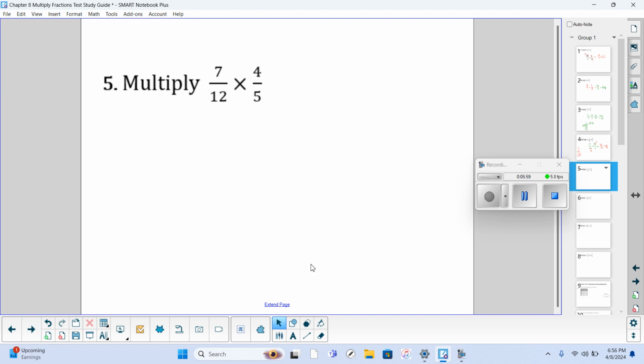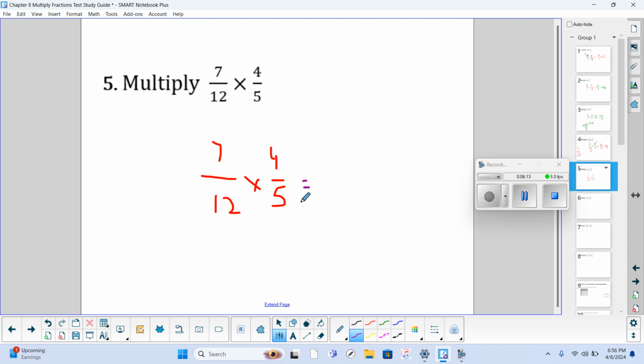Number 5 is 7/12 times 4 over 5. Now, I can do this without simplifying, but I'm going to end up with a big number and have to simplify it at the end. So might as well simplify before I multiply and see how much easier this problem will be. So 7 is a prime number, so can't simplify 7 with anything, but 4 and 12, well, they're even, so I know 2 goes into both of them, but if you think about it, 4 goes into both of them also.